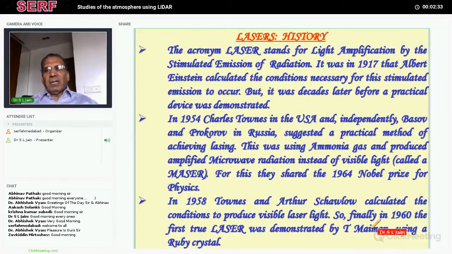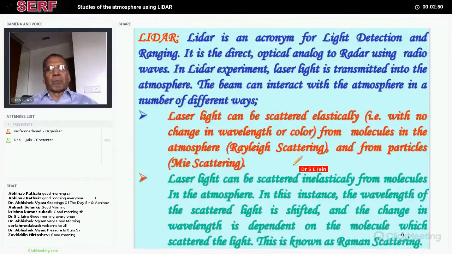So finally in 1960, very important, the first true laser was demonstrated by T. Maiman using a ruby crystal. So in 1960 the first laser was demonstrated.